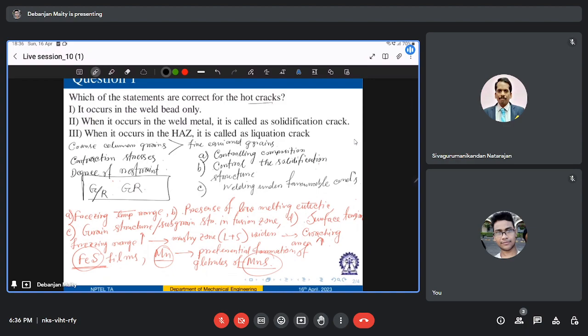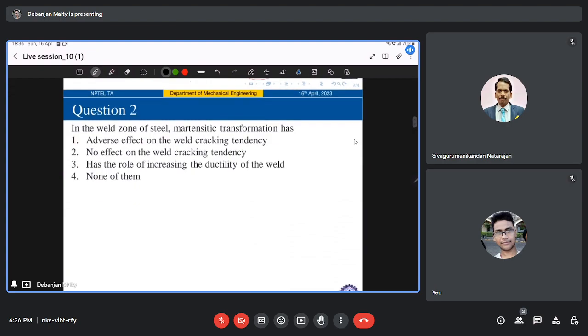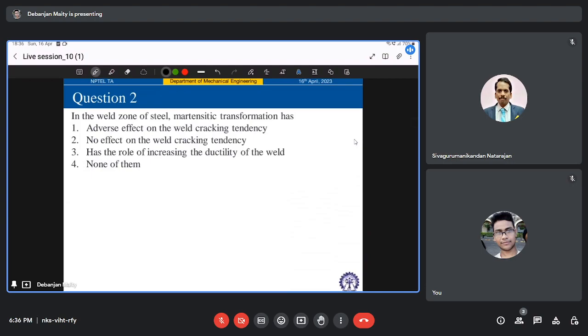Now, it occurs in the weld bead only. No, it doesn't occur only in the weld bead. It can also occur in the heat affected zone, right? So this is not correct. When it occurs in weld metal, it is called solidification crack, and when it occurs in the heat affected zone, it is called liquefaction crack, right? So statements 2 and 3 are correct here. Agreed? Okay. Yeah, we'll move to the next question.